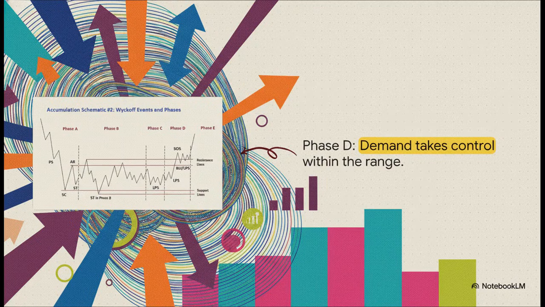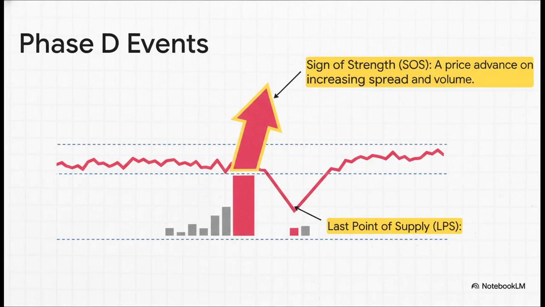Now, right after that successful test in Phase C, we get our confirmation. We enter Phase D. And here, the whole character of the market just changes. You can feel it. For the very first time, demand is clearly, obviously in charge. And this is how you see that shift in power. You start seeing these strong, energetic moves up. We call that a sign of strength, or SOS.